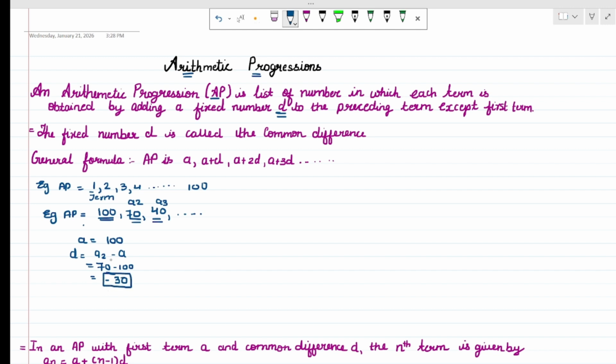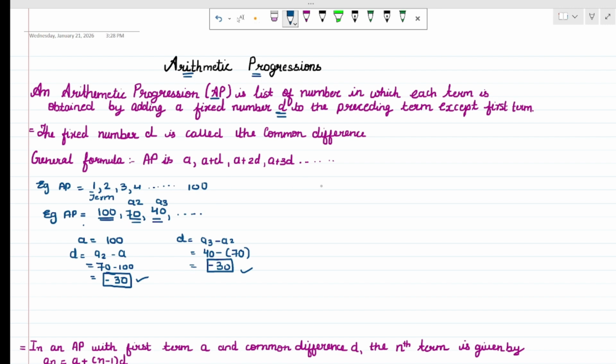It is not compulsory that you have to do A2 minus A1. You can also go for A3 minus A2. What is my A3? 40 minus 70 also gives me minus 30. As you can see clearly, my D is the same for both conditions. That means these are following the same fixed number pattern, having the same value of D. So this becomes my AP.